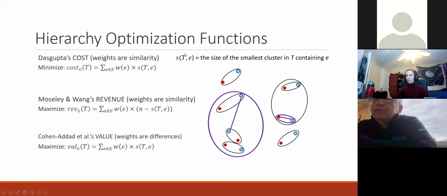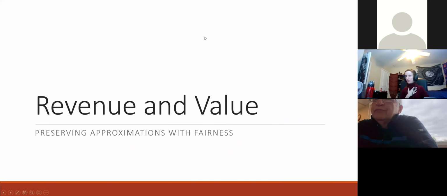Then I'll continue with our results. So the first results I'll be presenting are for both revenue and value. Again, the reasons why I'm doing this first are that they're more practical, it's easier to see their usefulness, and also the algorithms are simpler. We don't require any big strategies to achieve approximations with them.